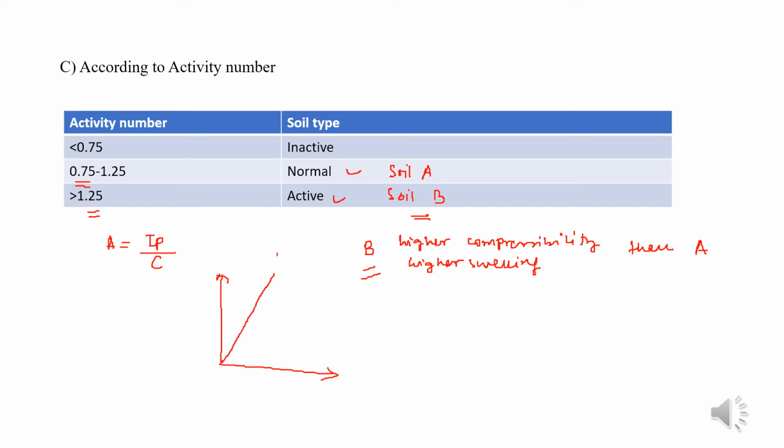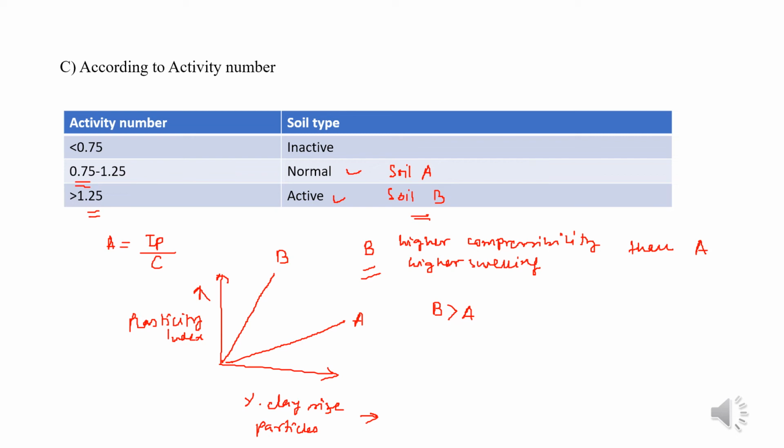So this is my soil type B, and this is my soil type A, and this is my plasticity index on the y-axis, and I have my percentage of clay size particles on the x-axis. So this is the activity of the soil, where B has higher activity than A.